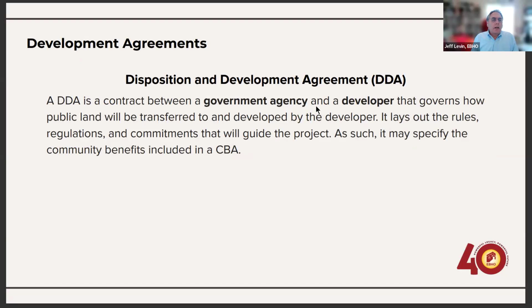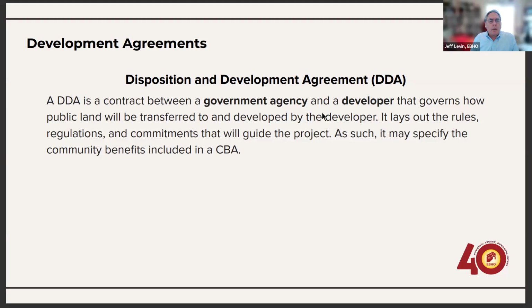What is actually being negotiated in those ENAs is what is known as a disposition and development agreement, which is an agreement by the agency to dispose of the land by either selling it or leasing it to a developer, and an agreement by the developer that they will develop a specific project with very specific guidelines. So it lays out all of the rules and regulations and commitments that will guide the project, all of the requirements, and a timeline for all of those requirements to be met.